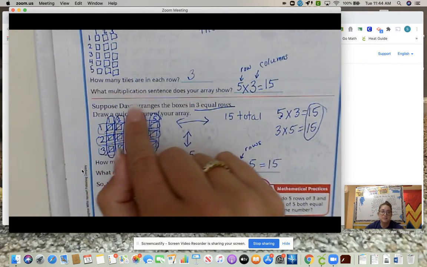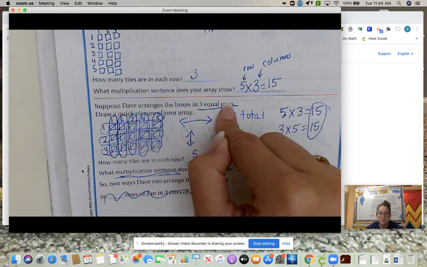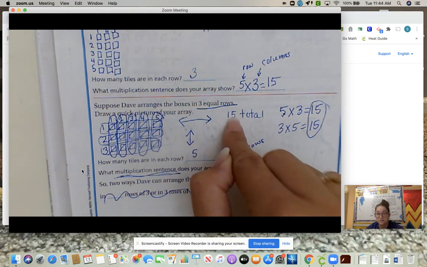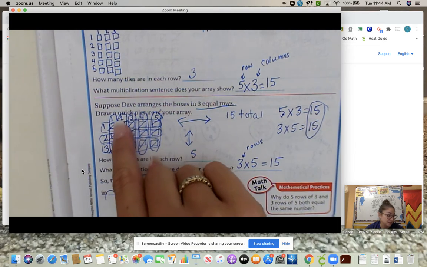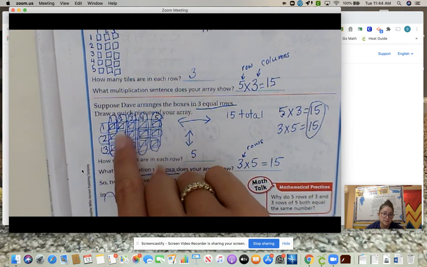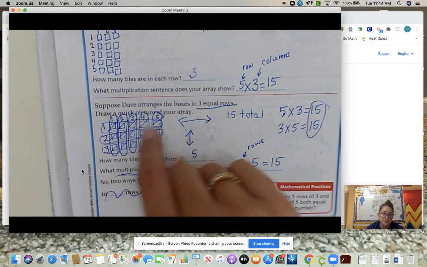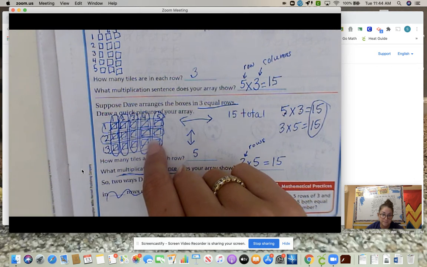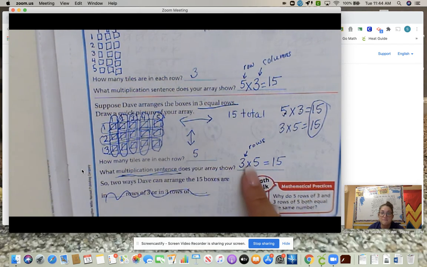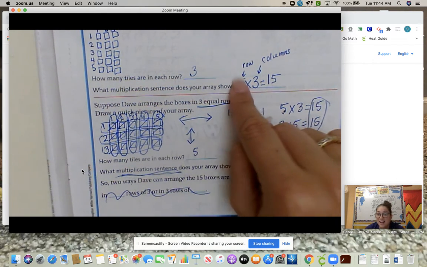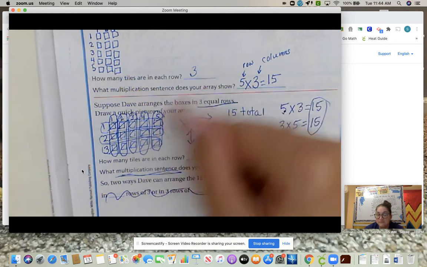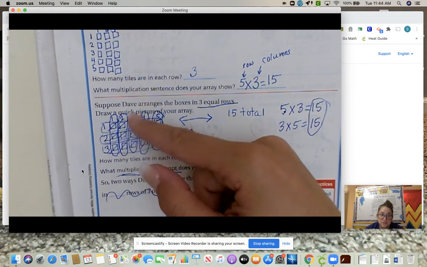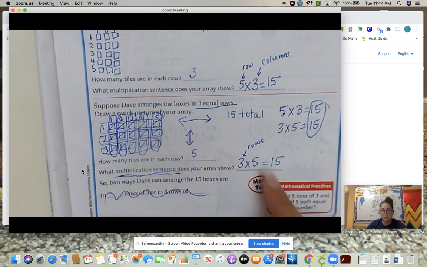Now it says, suppose David arranges the boxes in 3 equal rows. We still have a total of 15, but now we're in 3 rows. So 1, 2, 3. I draw my boxes. I now have 5 columns because I already know, if I do 3 rows up here, I must have 5 columns. So 1, 2, 3, 4, 5. When I count them all up, I get 15.